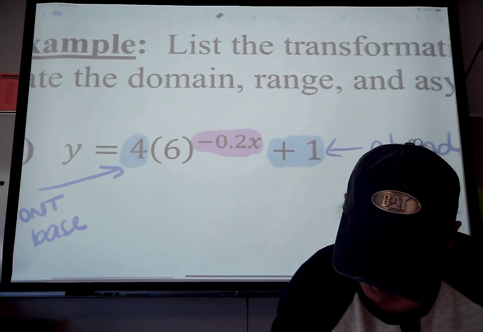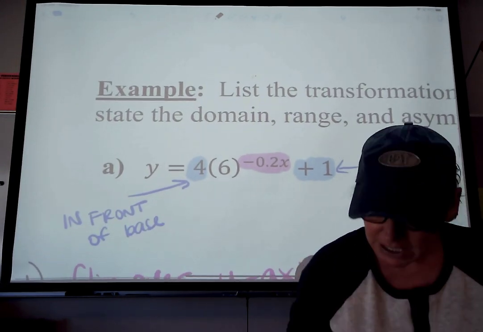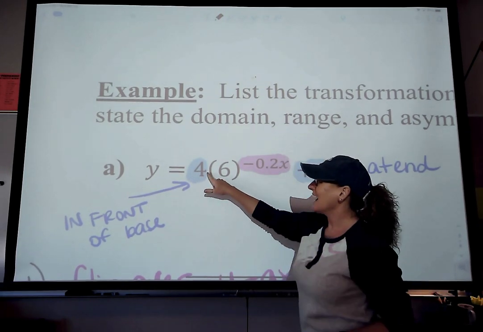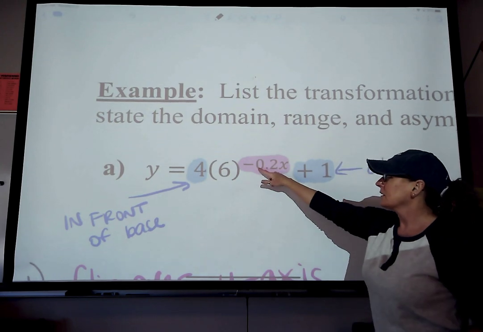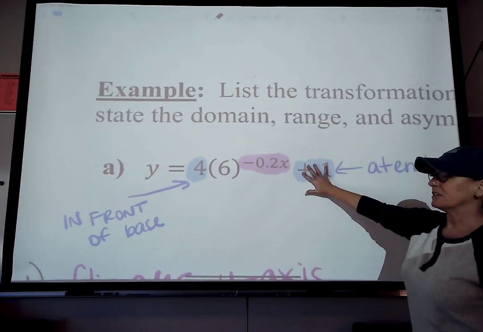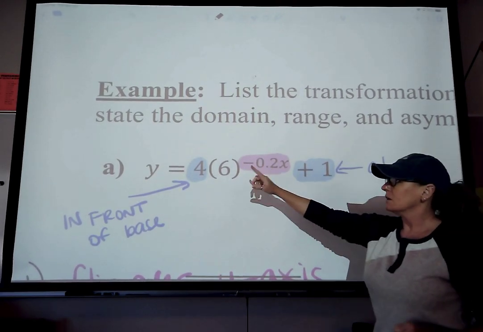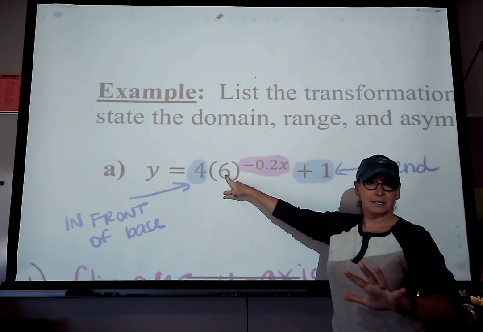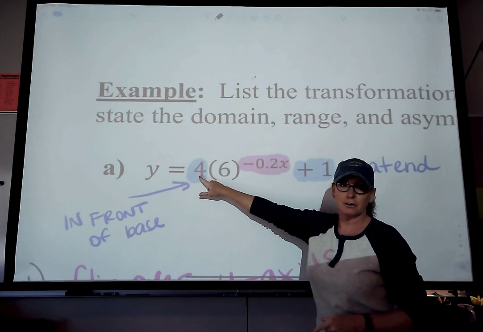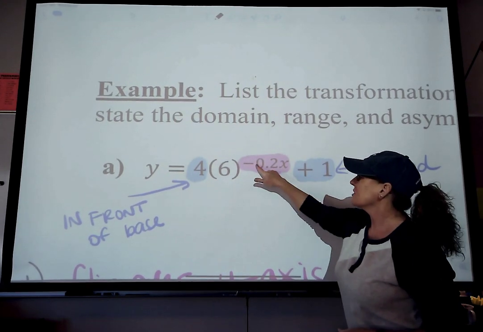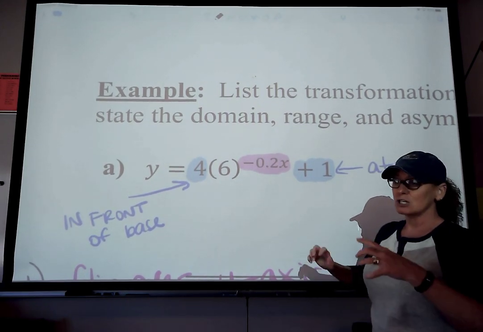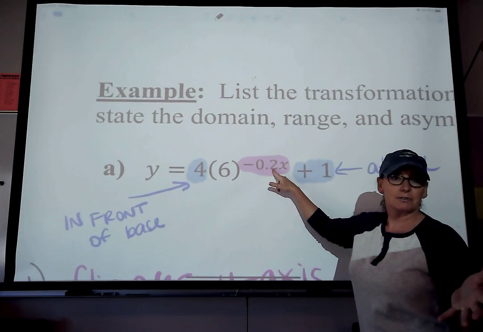So here's a function. It's an exponential function. I've got 4 times 6 to the negative 0.2x power plus 1. Obviously, vertical transformation. See, this is the base. I didn't color it. It's the number in front of the base that gets colored. That's part of a vertical stretch. And then everything up here within the exponent, that's all horizontal. And 0.2 is the same as 1/5, so keep that in mind.